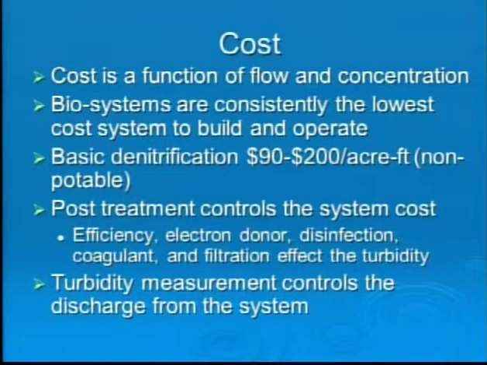We were asked to talk about costs, and this really is a difficult thing for us to address in a forum like this. But essentially, a biological process is always going to be the lowest cost system, even when you have to do extensive post-treatment controls. And a basic denitrification system, if you just look at what we had in the trailer with a sand filter and disinfection, we're talking the same numbers that other people have been talking. You're talking anywhere from $190 to $200 an acre foot.